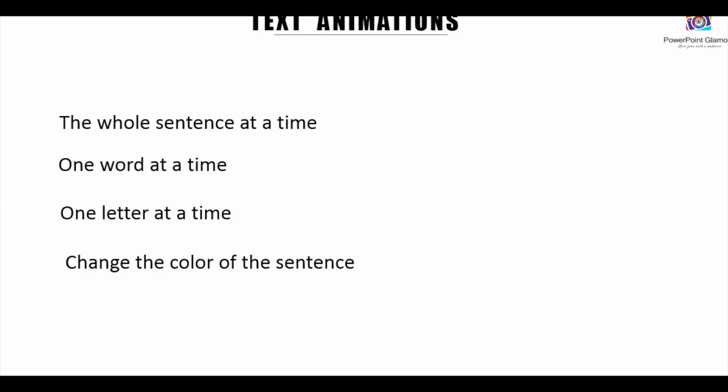First was the whole sentence, second was the one word, and the third was one letter at a time. When you click here, this sentence appears black, so you can explain, you can talk about it on the screen, and then if you want to emphasize, click on it once more, so the color gets changed. So that's how you change the color.